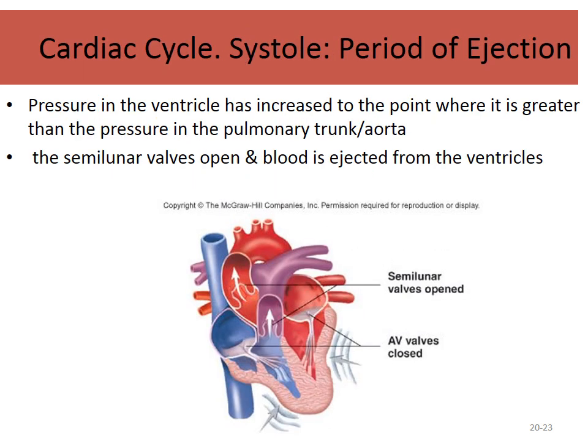The second part of ventricular systole is known as the period of ejection. So as the ventricles are contracting, the pressure is building inside of the ventricles, and once that pressure is great enough to overcome the pressure that's in the aorta and in the pulmonary trunk, it'll force the semilunar valves to open, and blood is ejected from the ventricles into the pulmonary trunk and into the aorta.